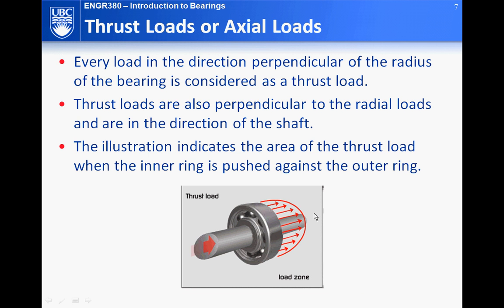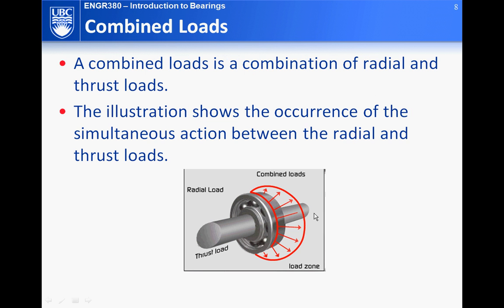In most common cases, you have a combined loading condition, so you have a radial load and a thrust load. For example, if the shaft is carrying a helical gear or bevel gear, you would have two kinds of loading along the shaft.